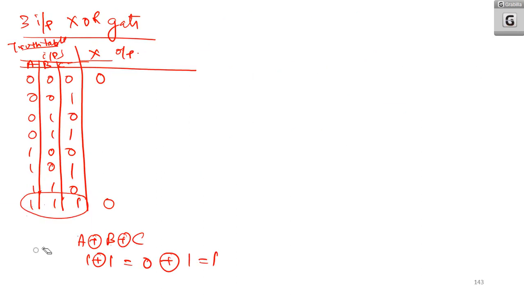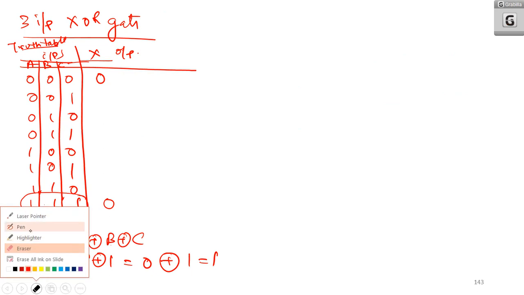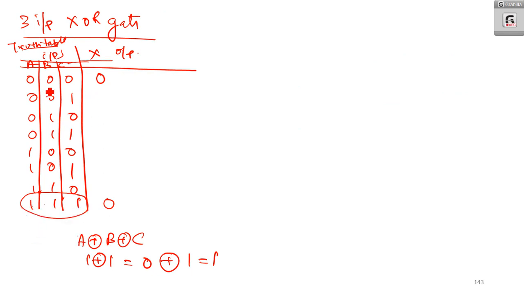Okay. So if you are writing the combinations, then 0 XOR 0 XOR 0 is 0. Then again 0 XOR 1 is 1. 0 XOR 1 is 1. 1 XOR 1 is 0. 1 XOR 0 is 1. 1 XOR 0, that is again 1. 1 XOR 0 is 1. 1 XOR 1, you will get 0. 1 XOR 1 is 0. 0 XOR 0 is 0. So that is how a 3-input XOR gate is functioning.